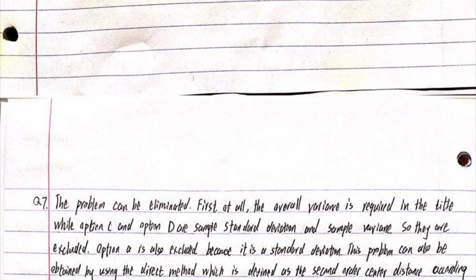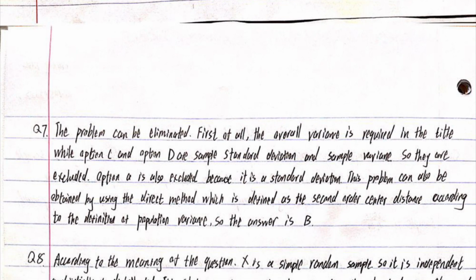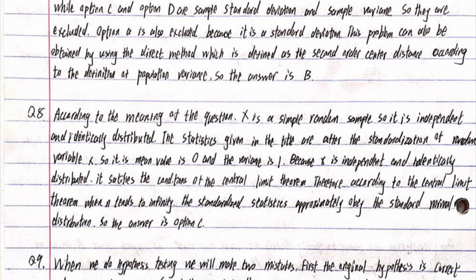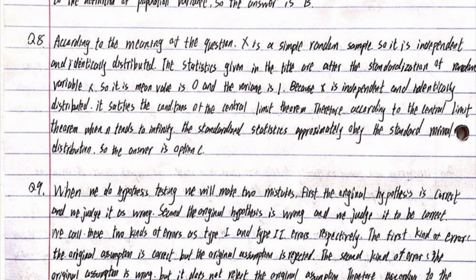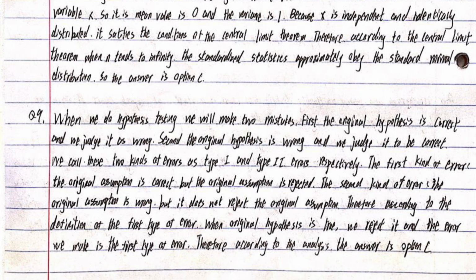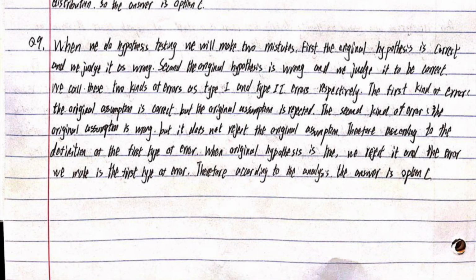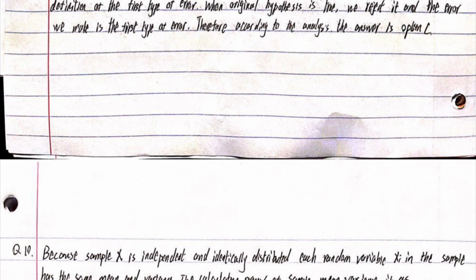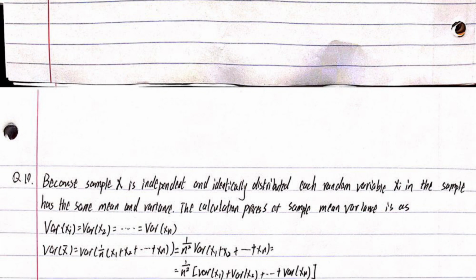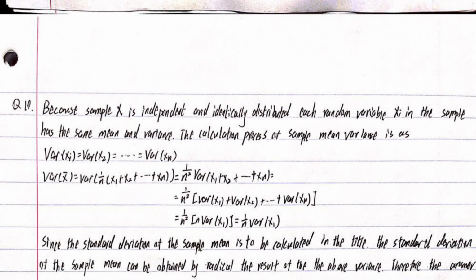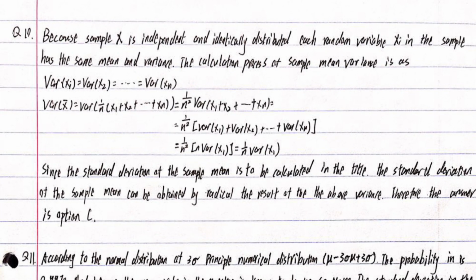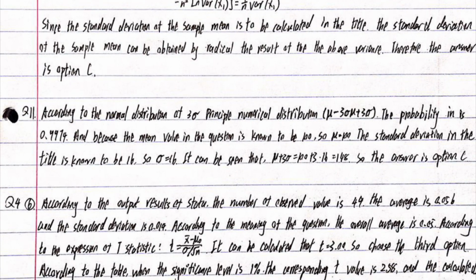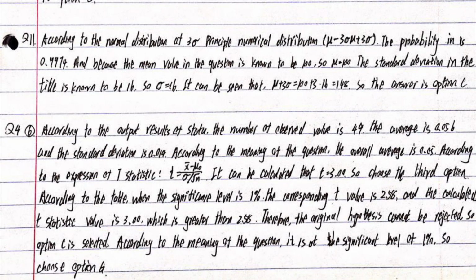Question 2. According to this table, when the significance level is 1%, the corresponding value is 2.58, and the calculated t statistic value is 3, which is greater than 2.58. Therefore, the original hypothesis is rejected, so the option is selected accordingly. According to the question, it's at the significance level of 1%. So the choice is G, 1%.